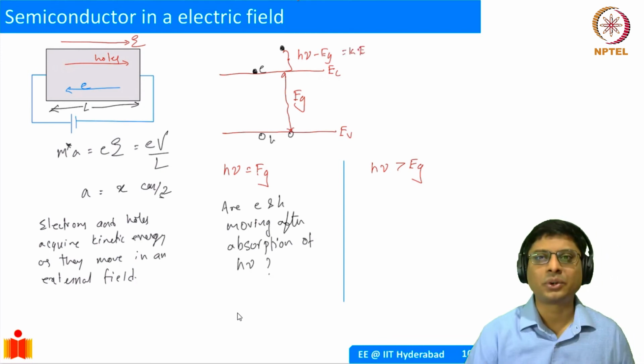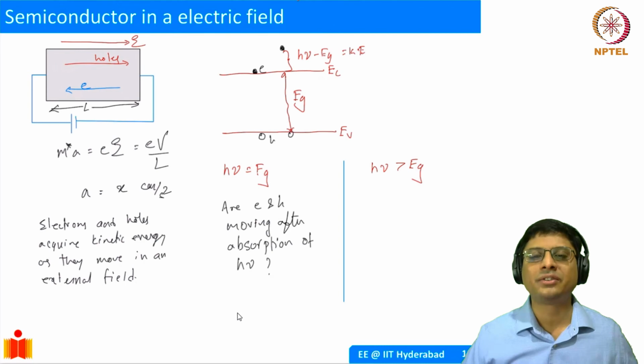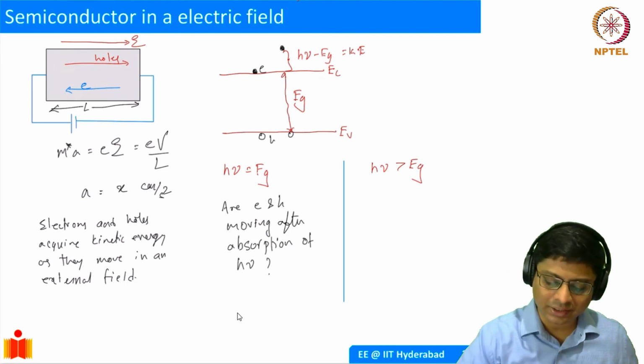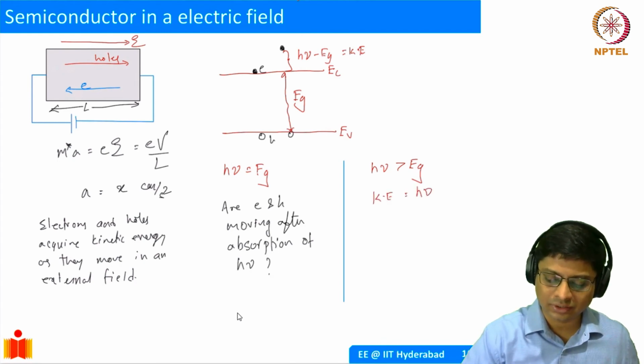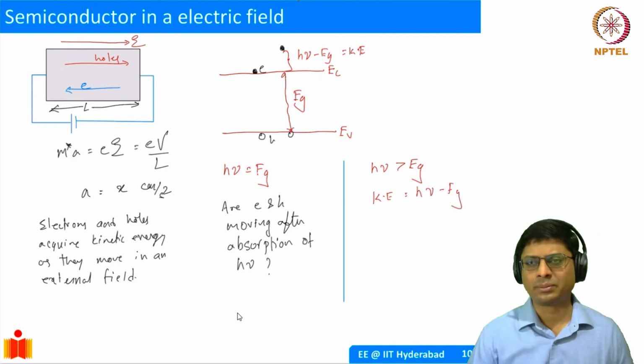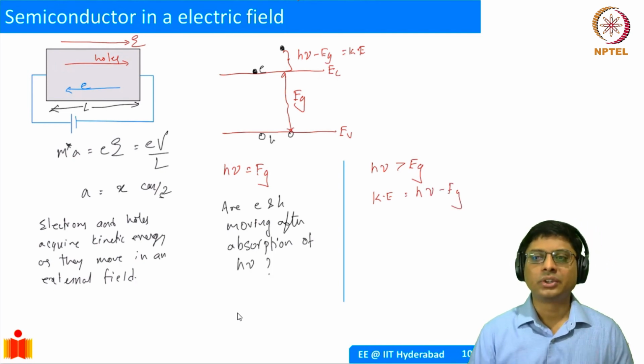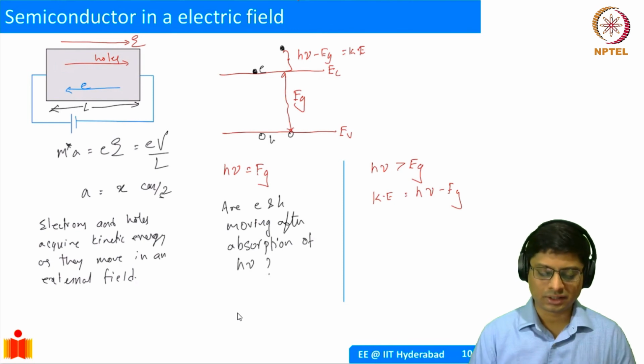Of course, it absorbed that energy, so it has to acquire some velocity, and it starts moving. The velocity of the electron can be calculated. So kinetic energy is going to be equal to the incident photon energy minus the energy absorbed in breaking the bond. So this is the kinetic energy of an electron.